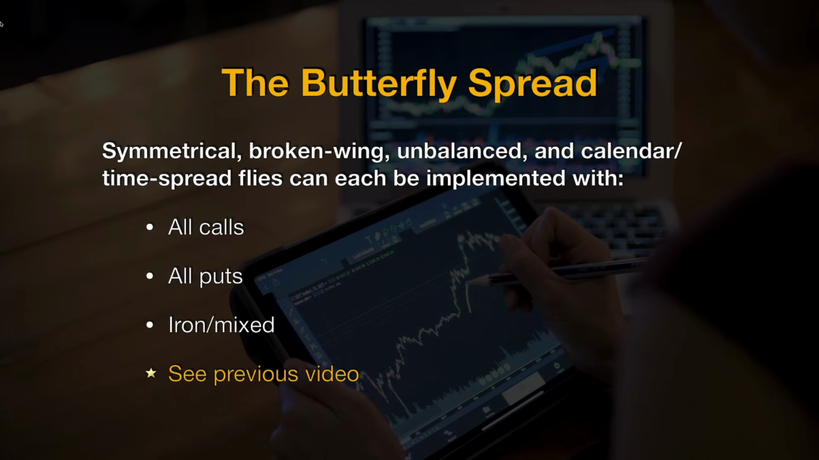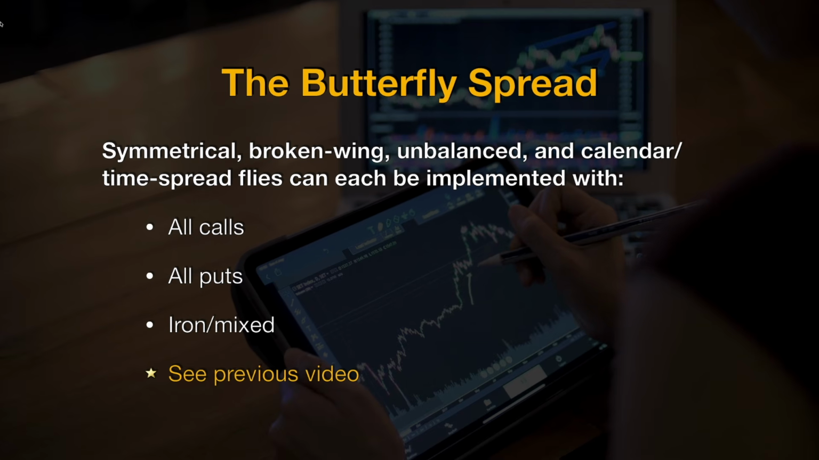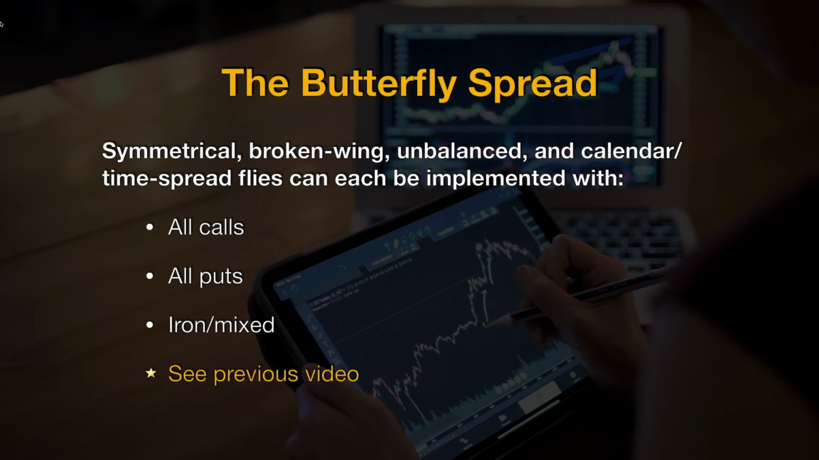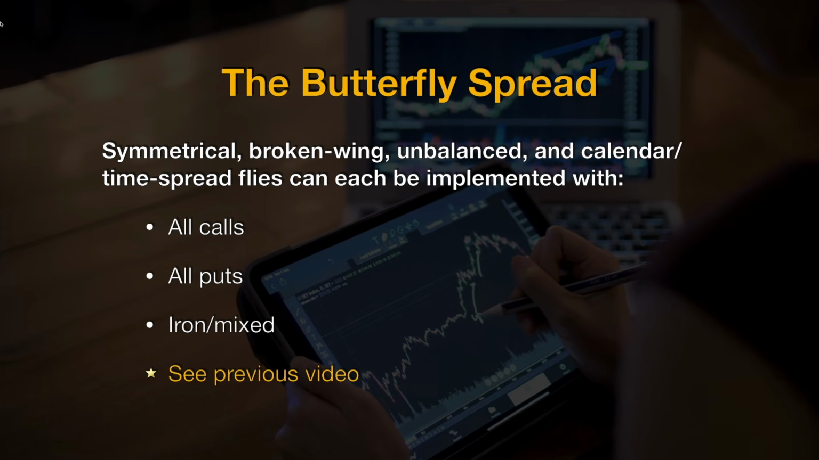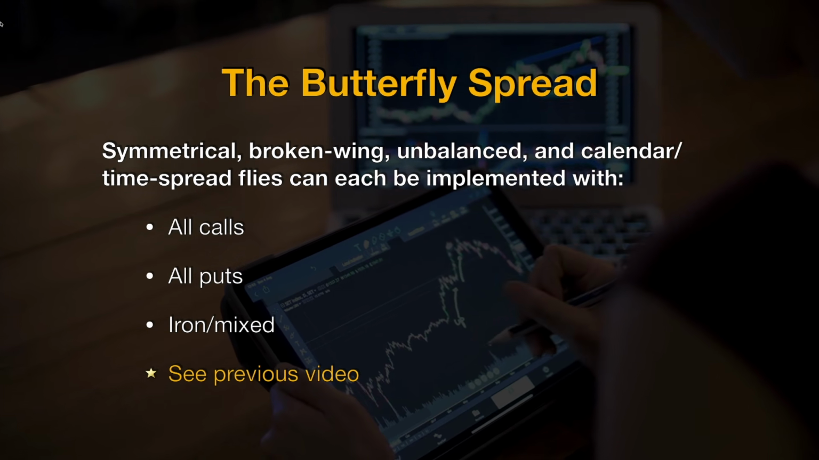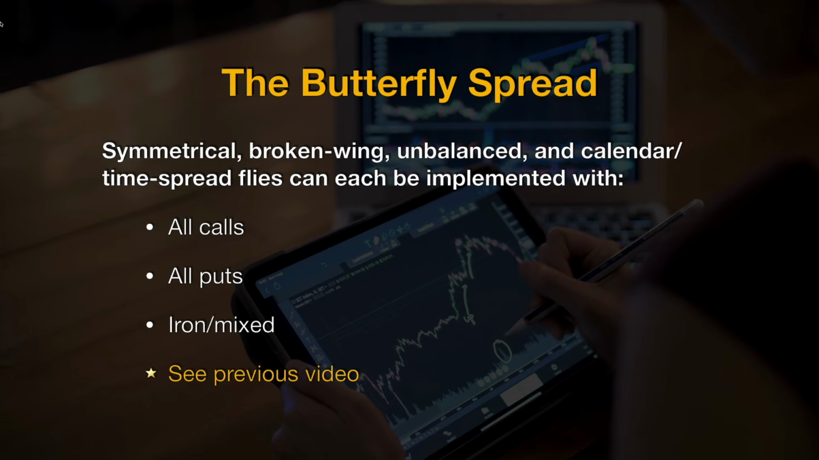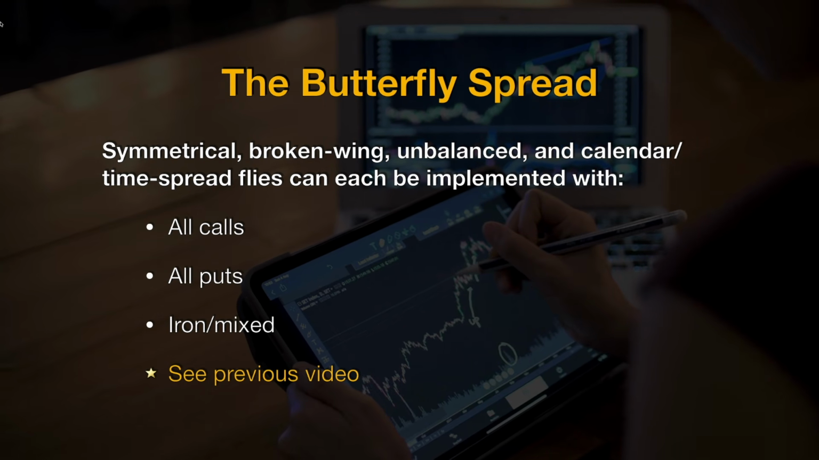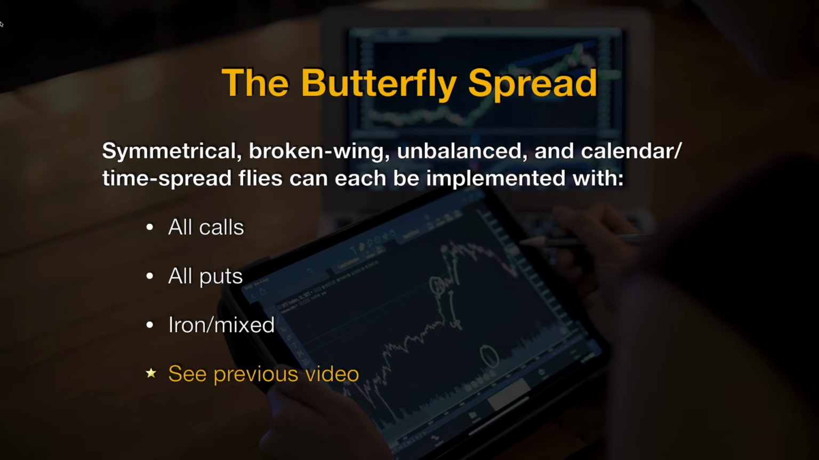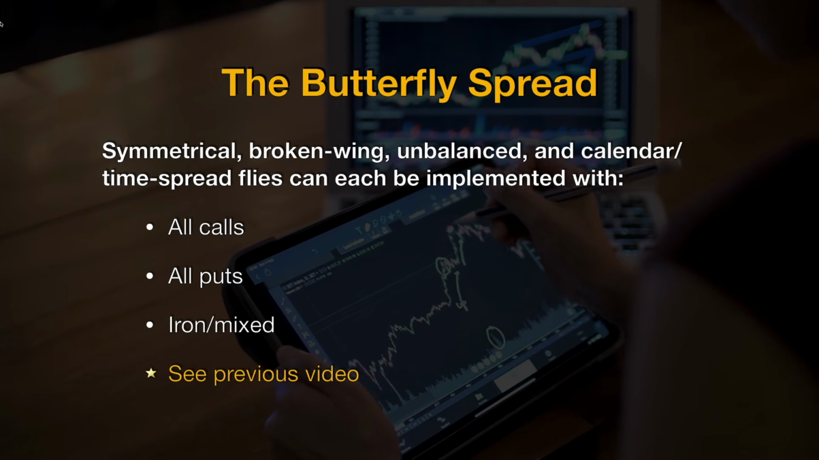Okay, so we just built out symmetrical, broken wing, and unbalanced butterflies using all puts. I want to note that you can do this using all calls, all puts, or a mix of calls and puts, and these are called iron flies. And if you want more information or a refresher on this concept, please see the previous video in which we went into this concept in more detail.